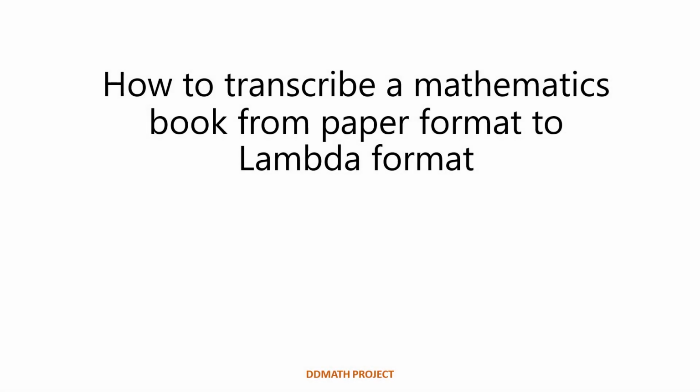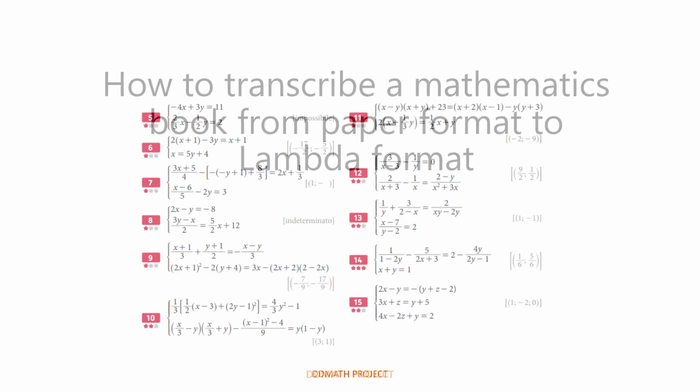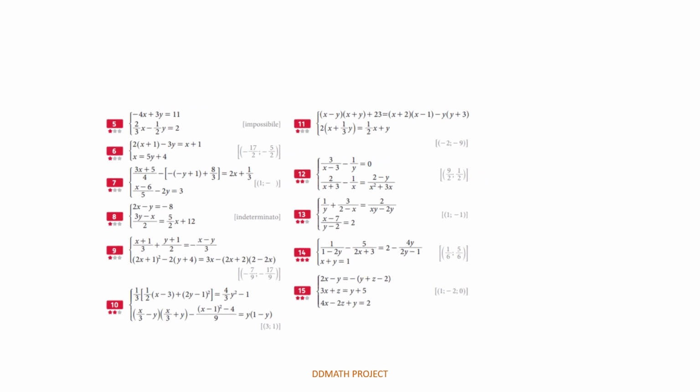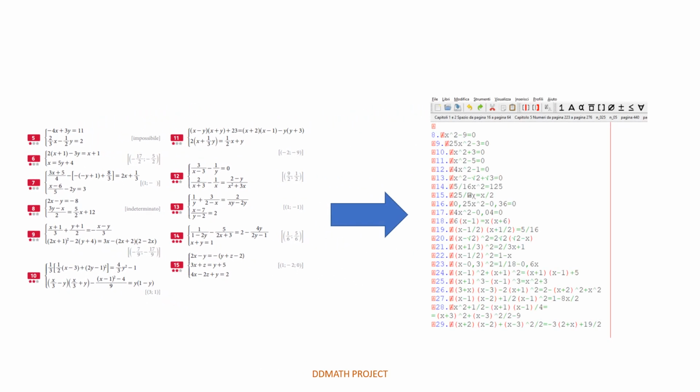How to transcribe a mathematics book from paper format to Lambda format. In this lesson, we explain in broad strokes how to convert a mathematics book for visually impaired students in middle or high school to digital Braille format. This means making the book accessible, using the Lambda Math program.